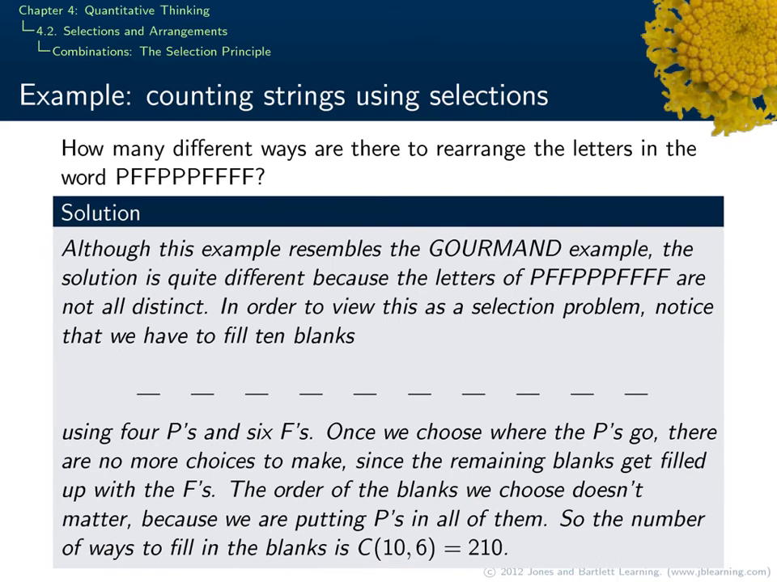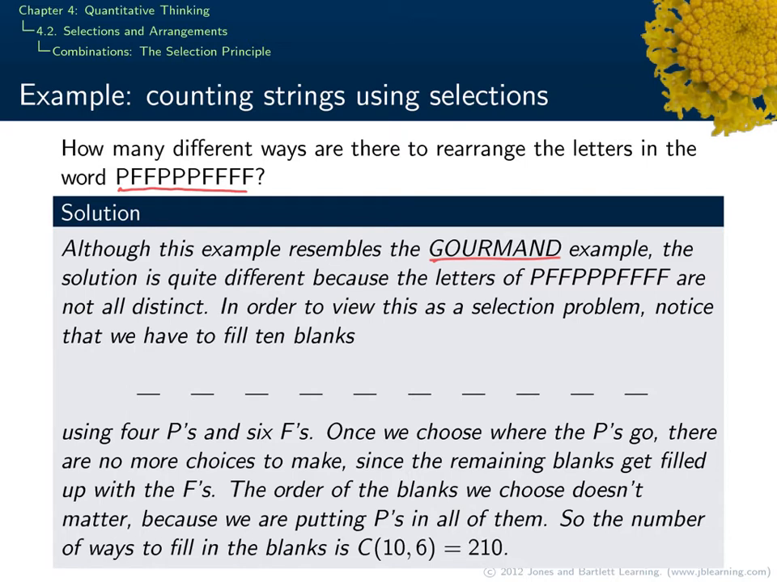Okay, here yet again is another selection problem. So here we have this sort of nonsensical word involving only 2 letters, and we want to count the number of ways we can rearrange the letters in that word. Now you might remember that we had this problem earlier about the word gourmand, where we wanted to count the number of rearrangements of those letters. So with gourmand, there were no repeats of letters.